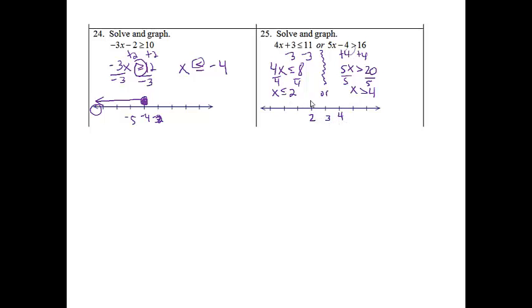Okay, less than or equal to 2, there's going to be a closed circle because of that equal sign. Less than goes to the left, and then greater than 4 would be an open circle at 4, pointing to the right. Okay, 26, solve and graph.